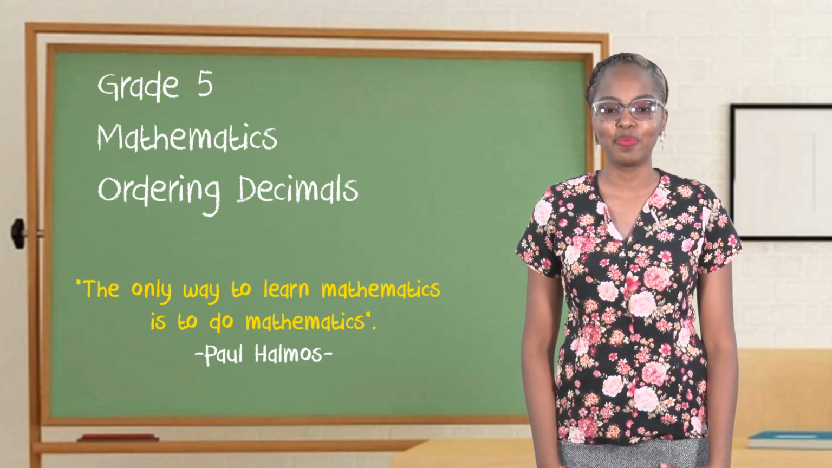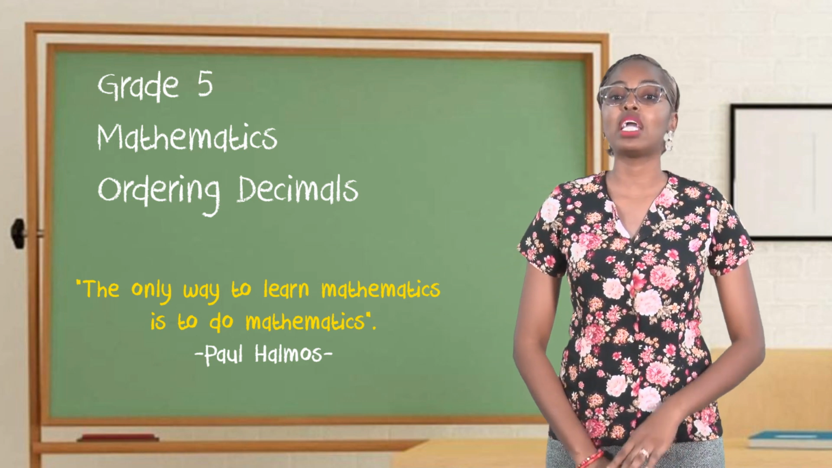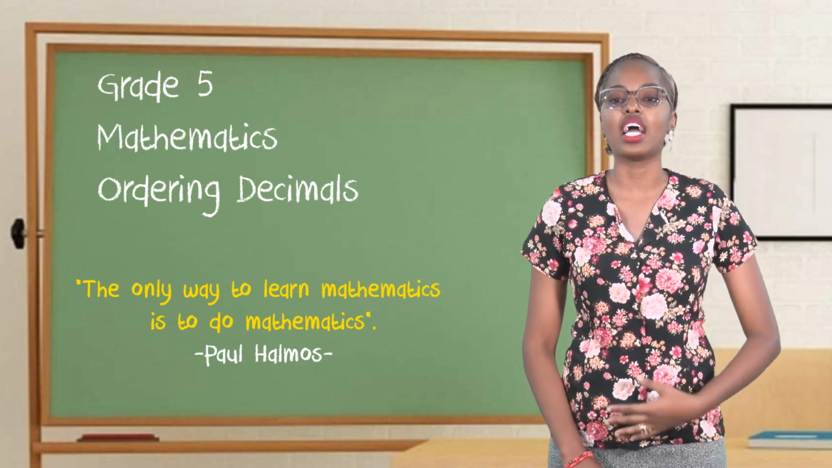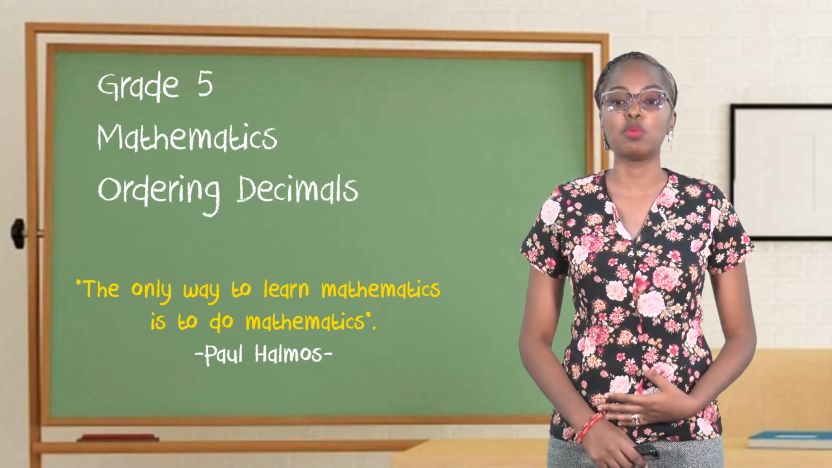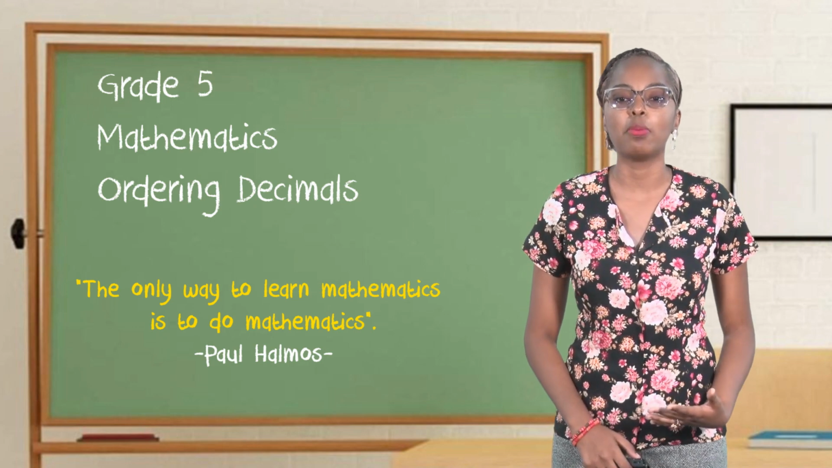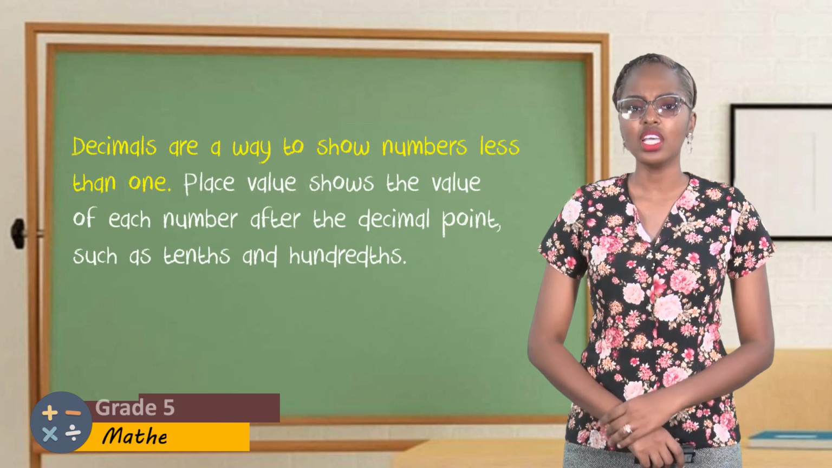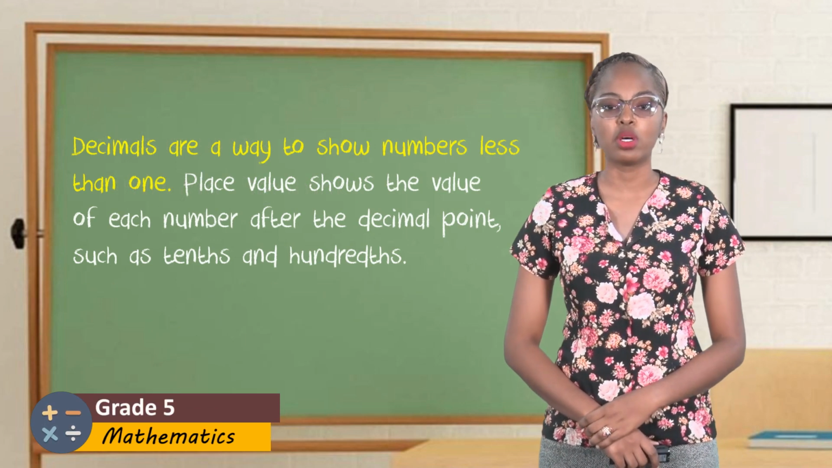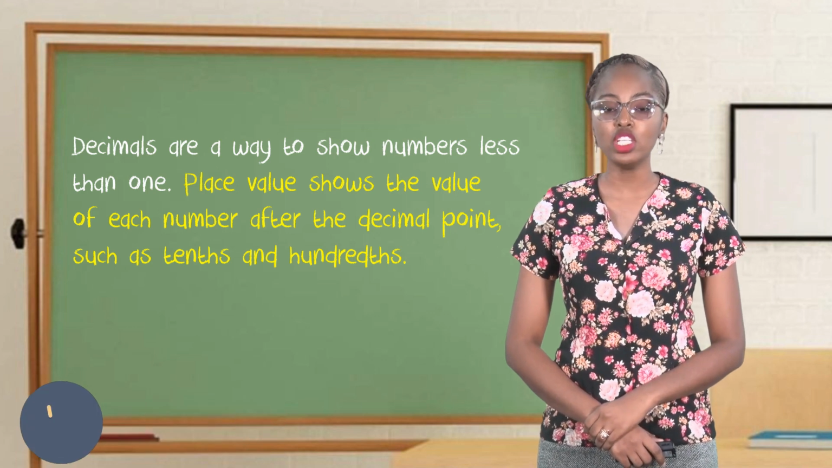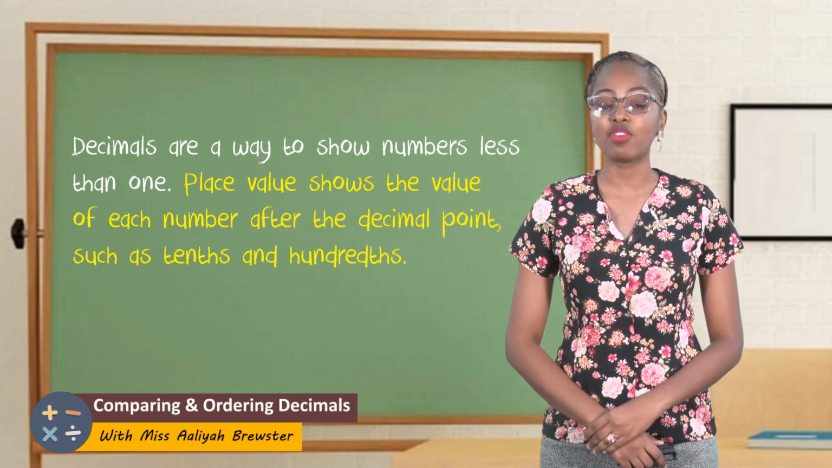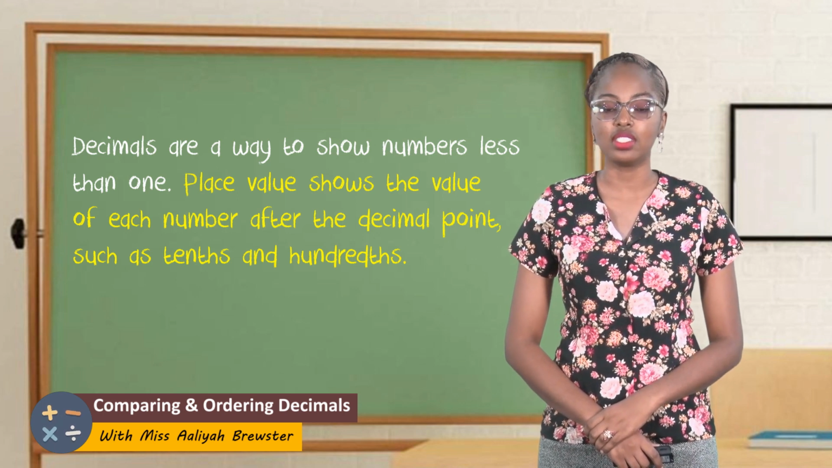Let's begin. First of all, we'll examine the concept of decimals by defining what decimals are and examining the place values of each decimal so that you can be better informed and better equipped to order the decimals. Decimals are a way to show numbers less than 1. Place values show the value of each number before and after the decimal point, such as tenths and hundredths.